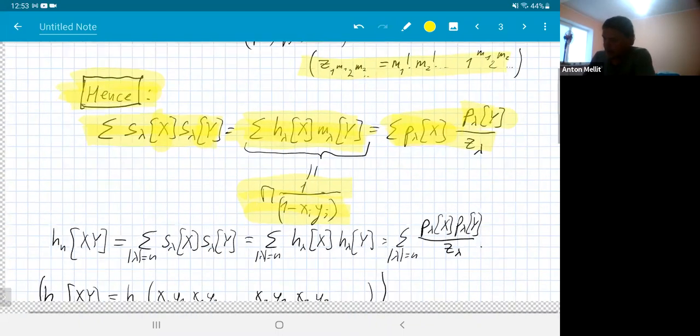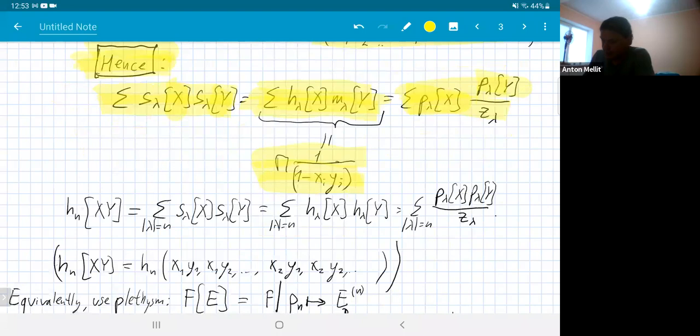And another way to think about it is to take hn of the product xy. So what do you mean by product xy? Product of two alphabets is just, you take all pairwise products. Like here, x1 y1, x1 y2, x2 y1, x2 y2, and so on. Take all pairwise products and you plug it into this hn.